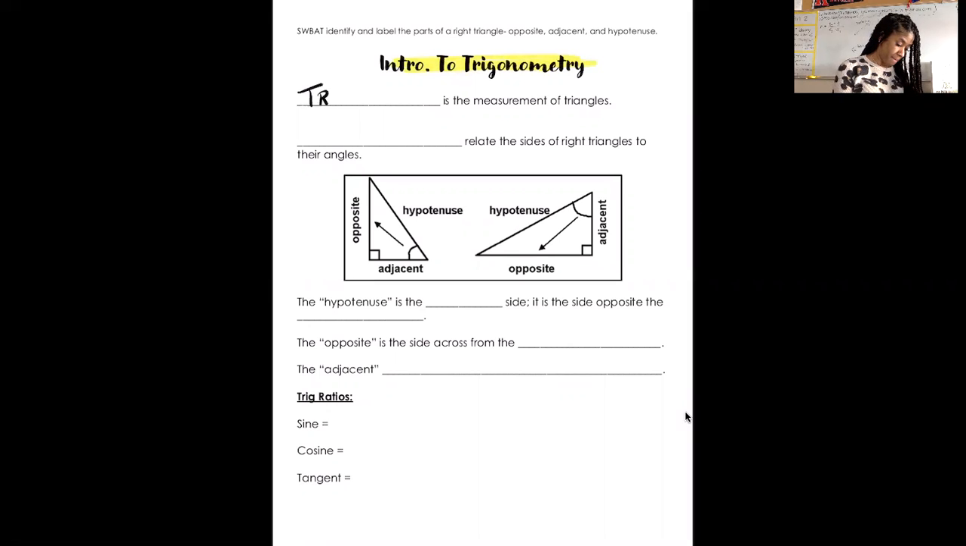Trigonometry is the measurement of triangles. The trig ratios relate the sides of right triangles to their angles. So if you remember a few lessons ago, we learned about right triangles. They had a hypotenuse and they had two legs. We left it at hypotenuse and two legs.